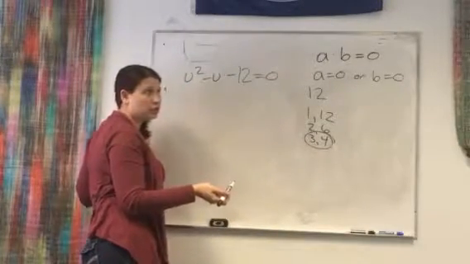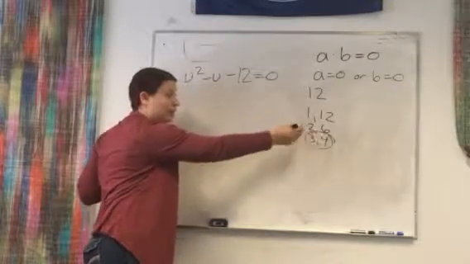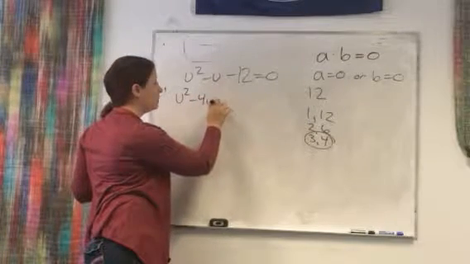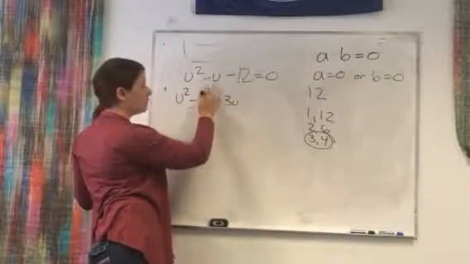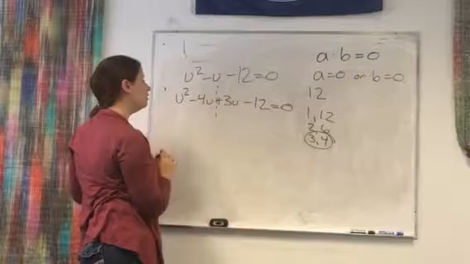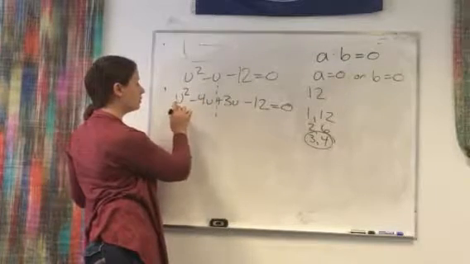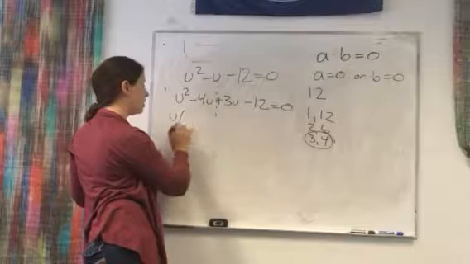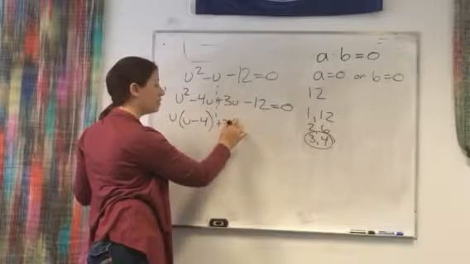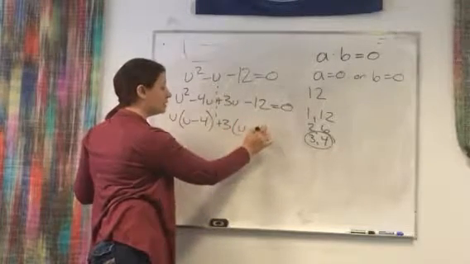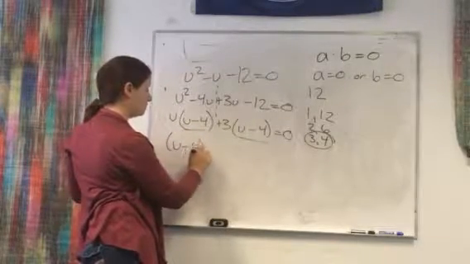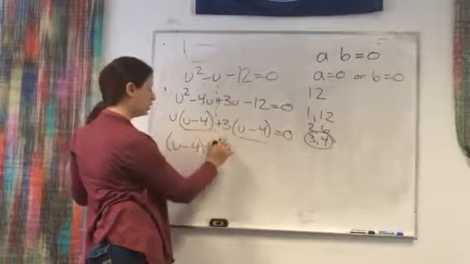So negative u means we start out with negative 4 and add 3u to it. So u squared minus 4u plus 3u, that combination makes negative u, minus 12 is equal to 0. So split it down the middle, look for commonalities in this group. U squared minus 4u has a u in common, leaving us with u minus 4. This group has a 3 in common, so that would leave us with u minus 4. It's the same group. That means we can factor it out, and we're left with u plus 3.